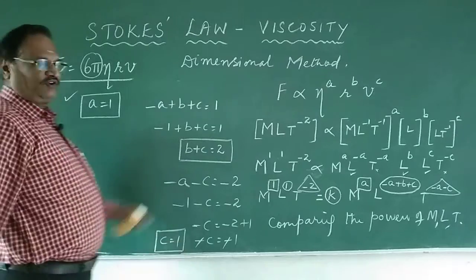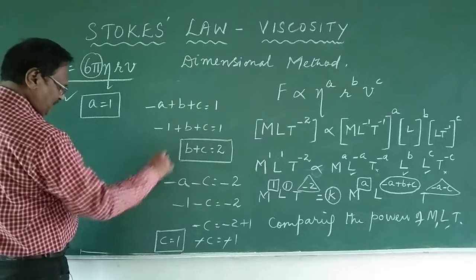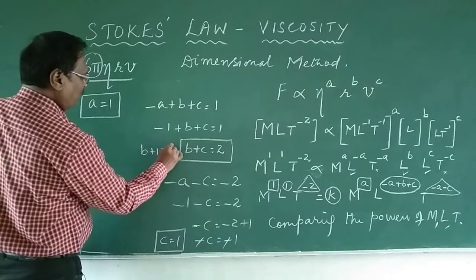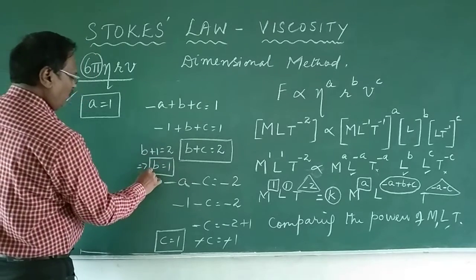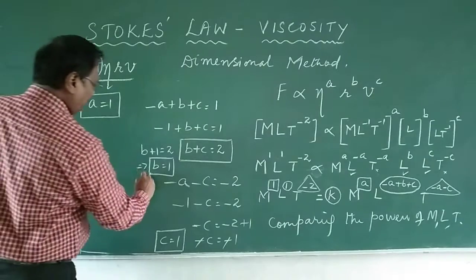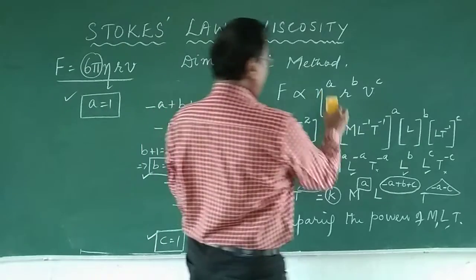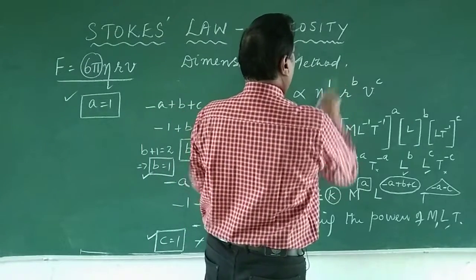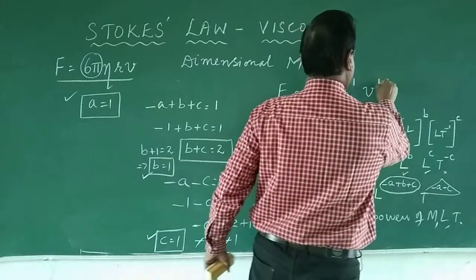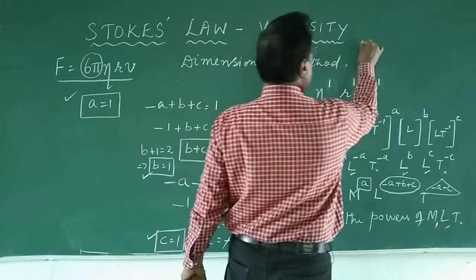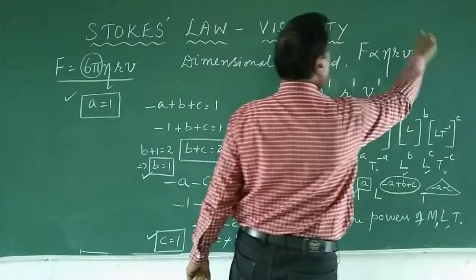I got another value. Let me substitute in this equation: b plus 1 is equal to 2, which implies b is equal to 1. So I got all the values a, b and c. A is 1, b is 1 and c is 1. So we can say F is proportional to eta R V.